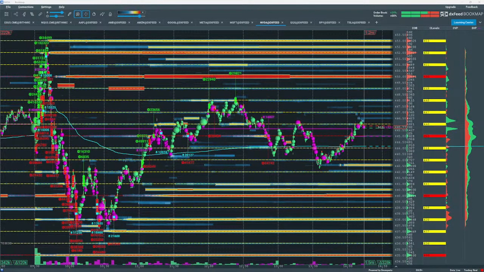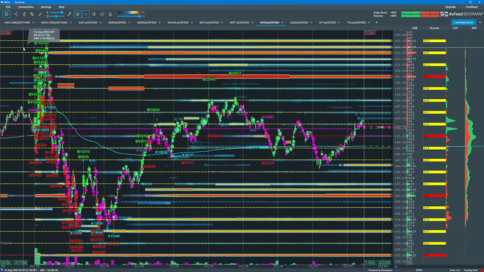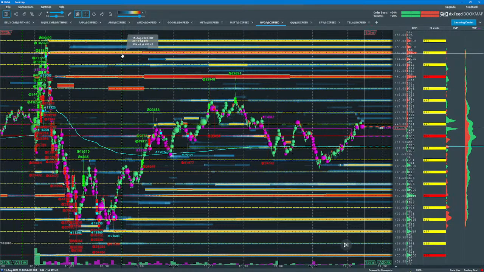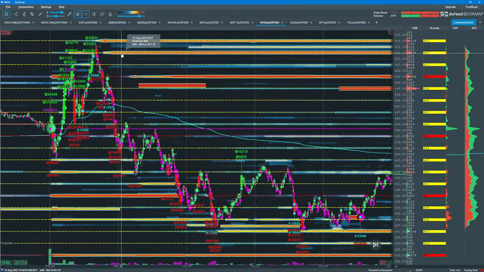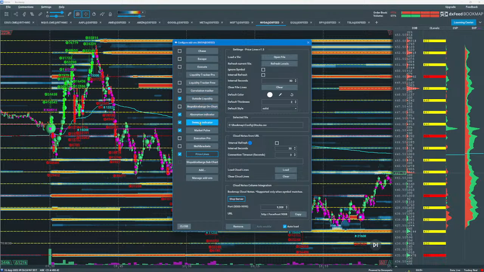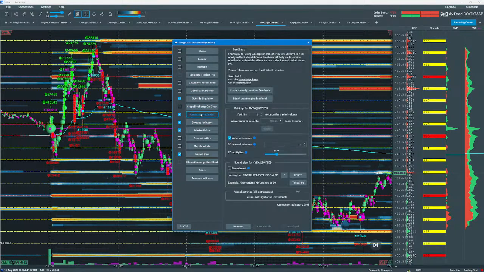So let's take a look at Bookmap, and then we'll go back and take a look at Hero. So let's zoom in. And I may have to turn the absorption and sweeps indicator off, so let me go ahead and do that. Let me just adjust it up and see if that helps.